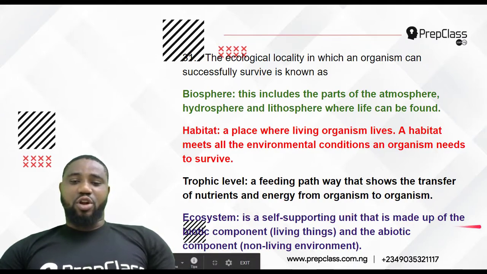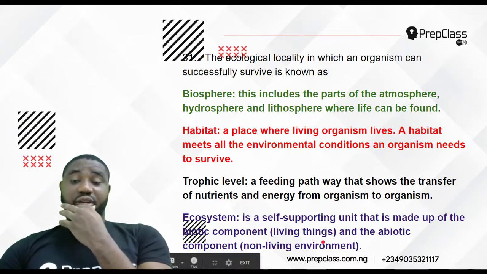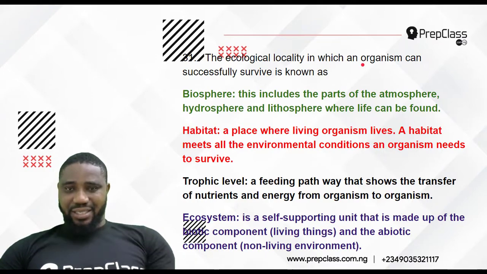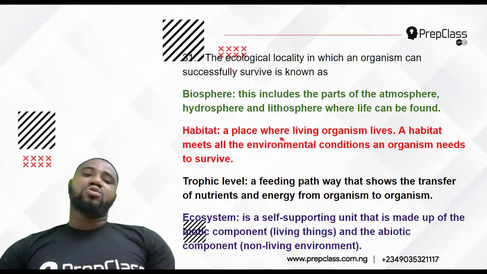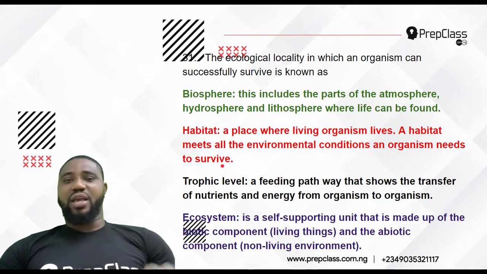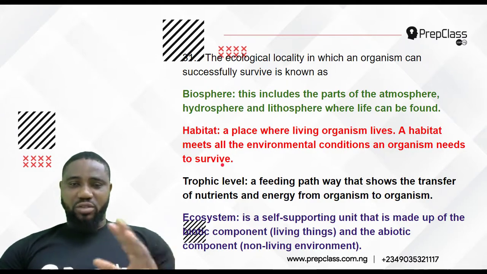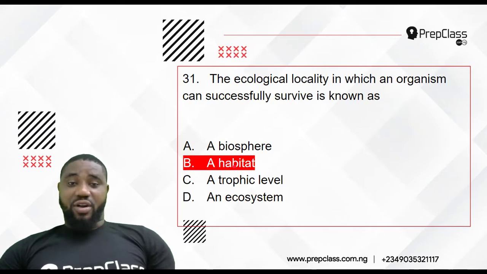Ecosystem is a self-supporting unit made up of the biotic component, the living things, and the non-living environment, like the savannah: the plants, animals, and their non-living environment. But they're asking us the locality where an organism can survive. It's the habitat. A habitat meets all the environmental conditions that enable an organism to survive: where it lives, where it feeds, catches prey, where it can be preyed on, where it mates, where it does everything it does. So the correct answer is habitat.